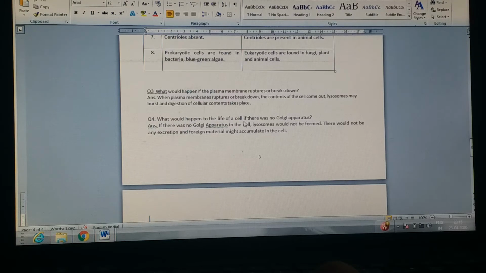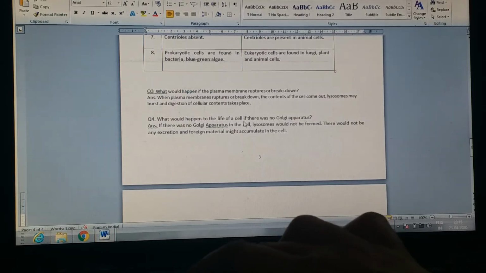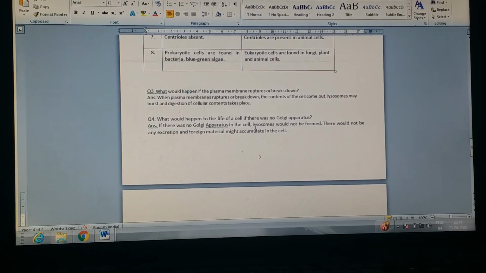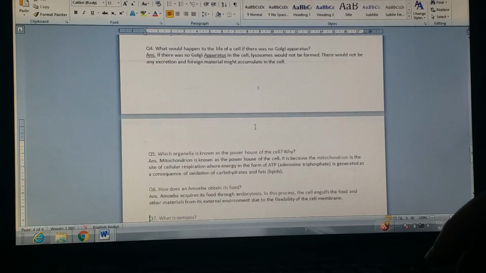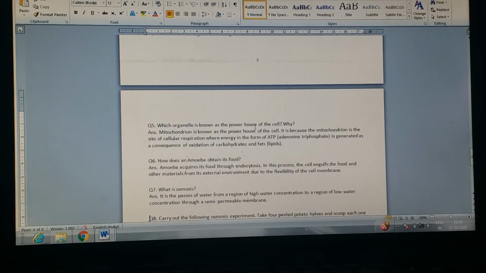So what will happen? If there is no Golgi apparatus in the cell, lysosomes could not be formed. There could not be excretion, and foreign material might accumulate in the cell. Okay? Because lysosomes digest all these things. If they are not present, the foreign material will accumulate in the cell.